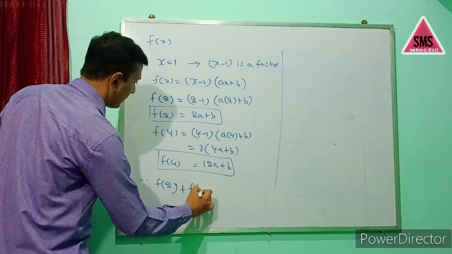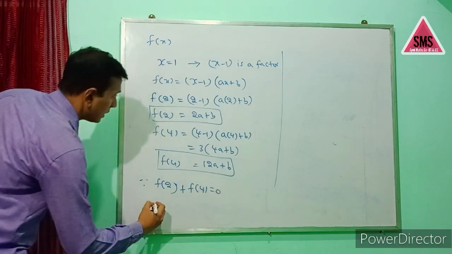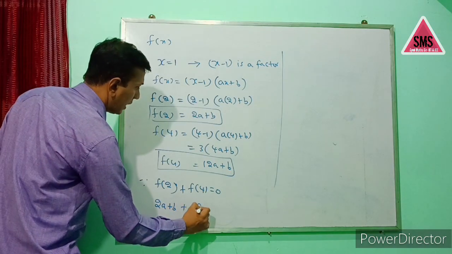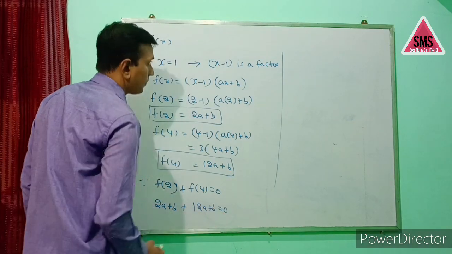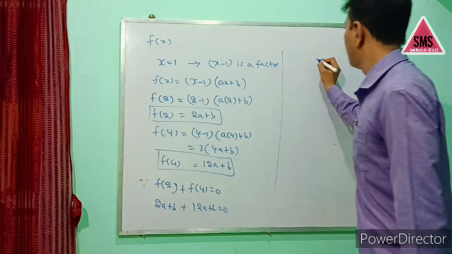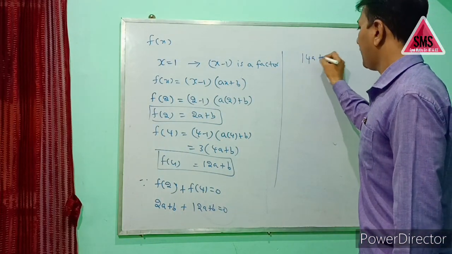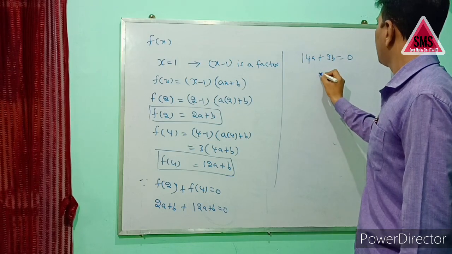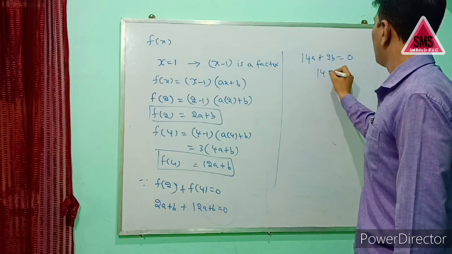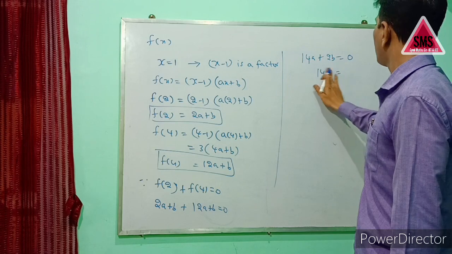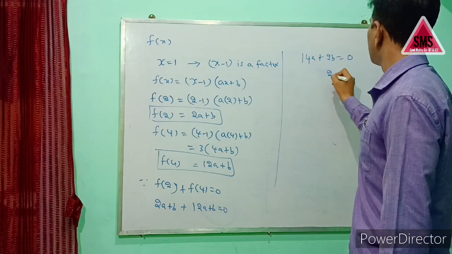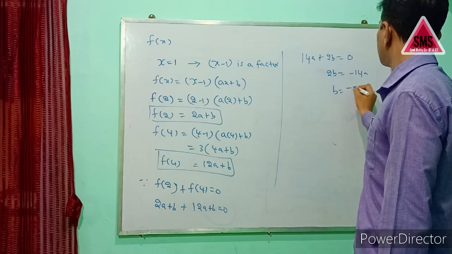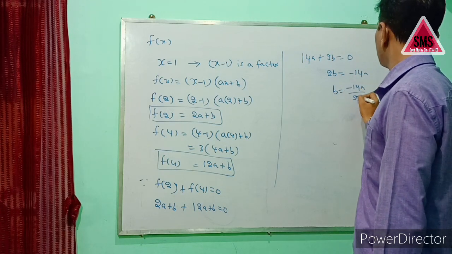Since f of 2 plus f of 4 equals 0, so 2a plus b, 12a plus b equals 0. The next step, 14a plus 2b equals 0. Then 14a equals, or you can take the b value here. So 2b equals minus 14a. Then b equals minus 14a by 2.